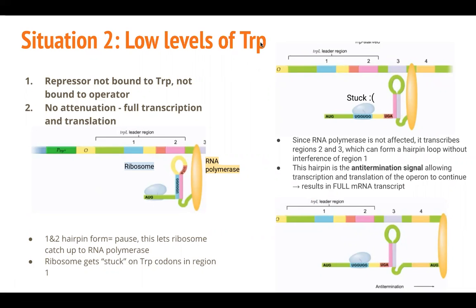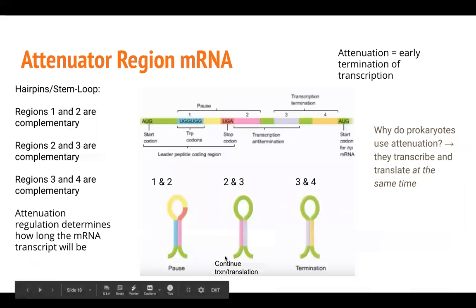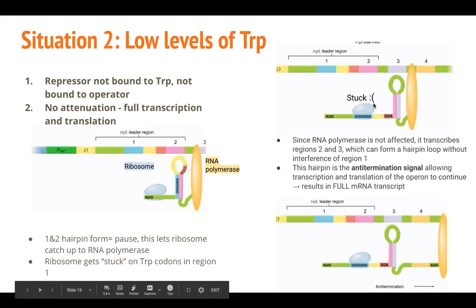Because this little gray or bluish thingy is the ribosome that's making the proteins off of the transcript. Sorry, I just realized the ribosome is stuck on region 1. So when the ribosome gets stuck on region 1, that allows 2 and 3 to base pair, which is what you see here. And when 2 and 3 have base paired, you have a continuation of transcription and translation, and you get the full mRNA transcript.